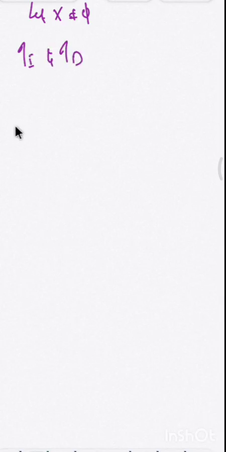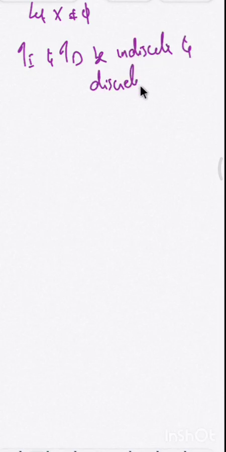Now let X be any non-empty set. Then you can always compare topologies on X with the indiscrete and discrete topologies. Let tau I and tau D be the indiscrete and discrete topologies respectively.